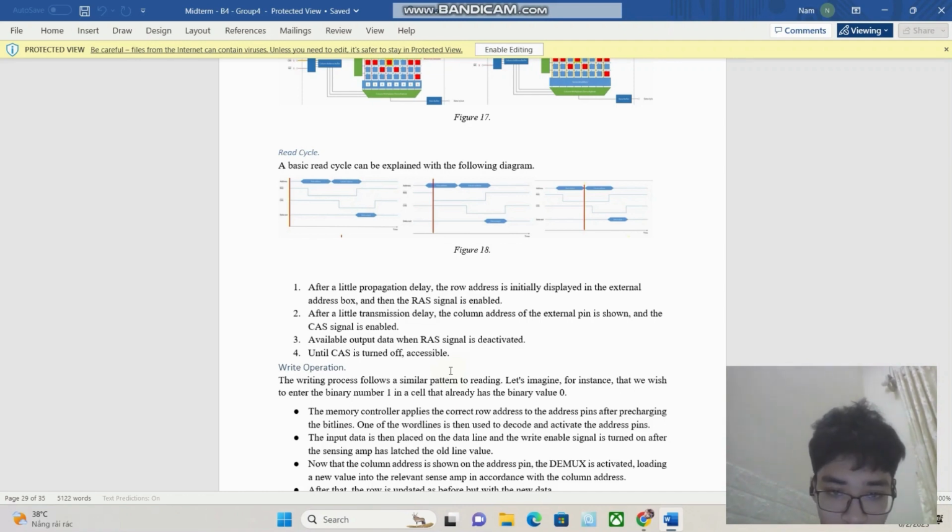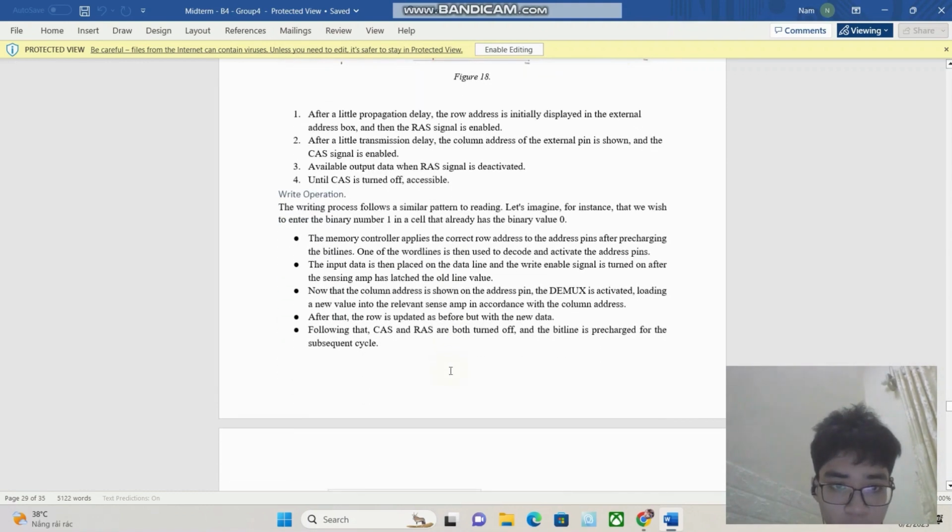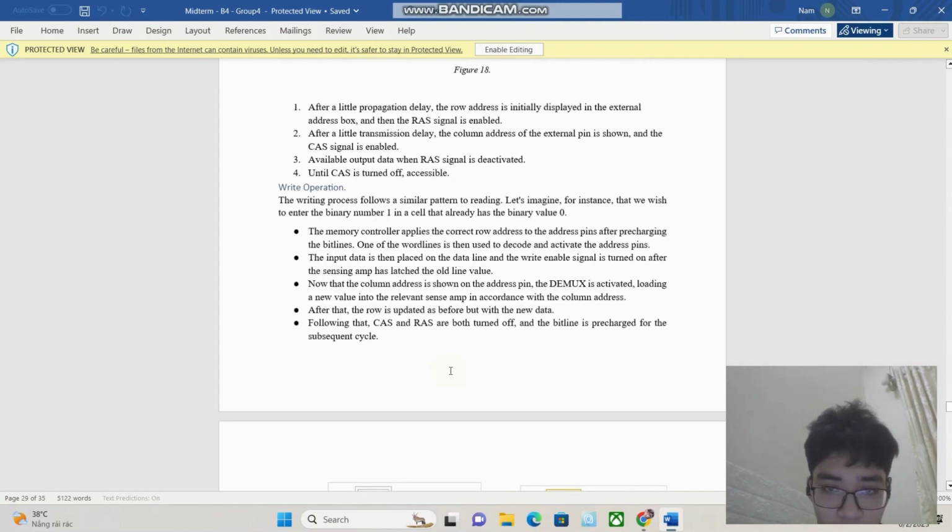Available output data when the RAS signal is deactivated until CAS is turned off accessible. Write operation. The writing process follows a similar pattern to reading. Let's imagine, for instance, that we wish to enter the binary number 1 in a cell that already has the binary value 0. The memory controller applies the correct row address to the array pin after pre-charging the bit line.